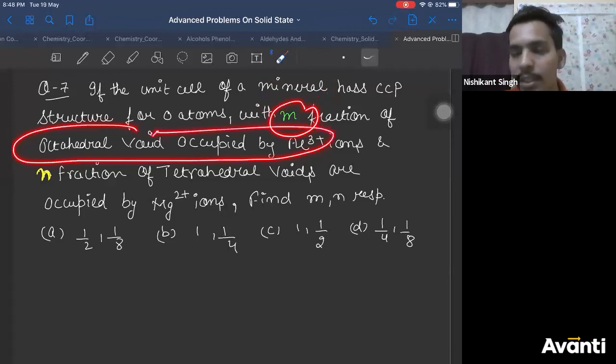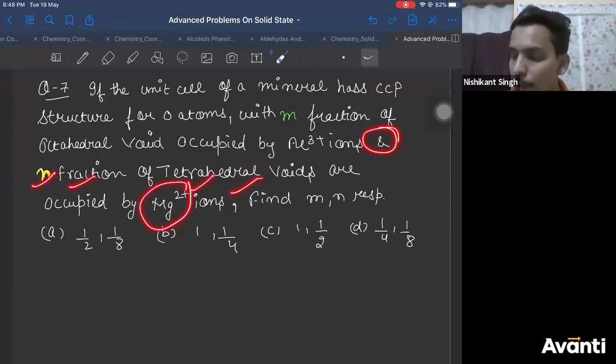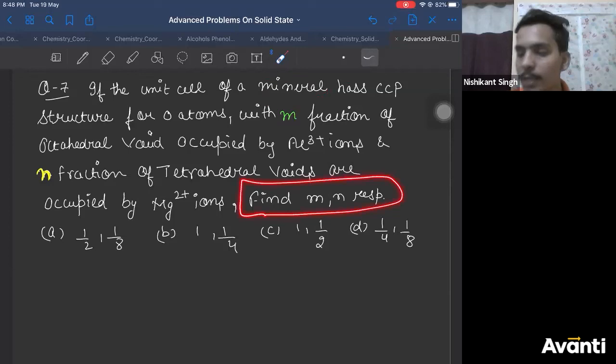Al3+ ions are present where? They're present in octahedral void. How many octahedral voids are occupied? M fraction. You do not know the value of M. And N fraction of tetrahedral voids are occupied by magnesium 2+ ion. You have to find the value of M, N respectively.